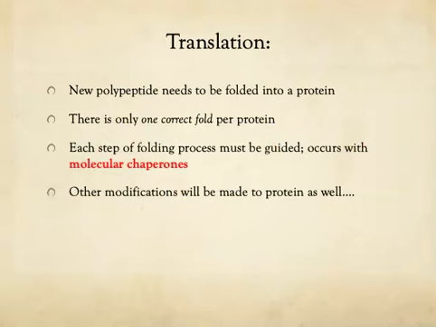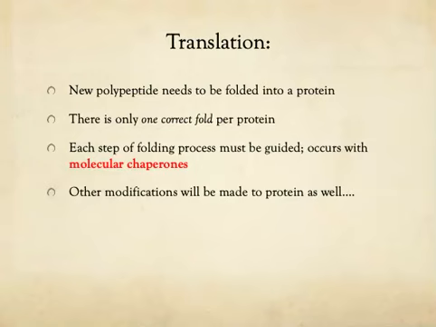It's tempting to think that the end of translation is the end of the process of building a protein, but of course that's not true. What's produced during translation is a polypeptide, a long chain of amino acids. Polypeptides are large. They can contain hundreds or even thousands of amino acids, depending on the gene that they are produced from. That polypeptide needs to be folded into a protein in order to be functional.